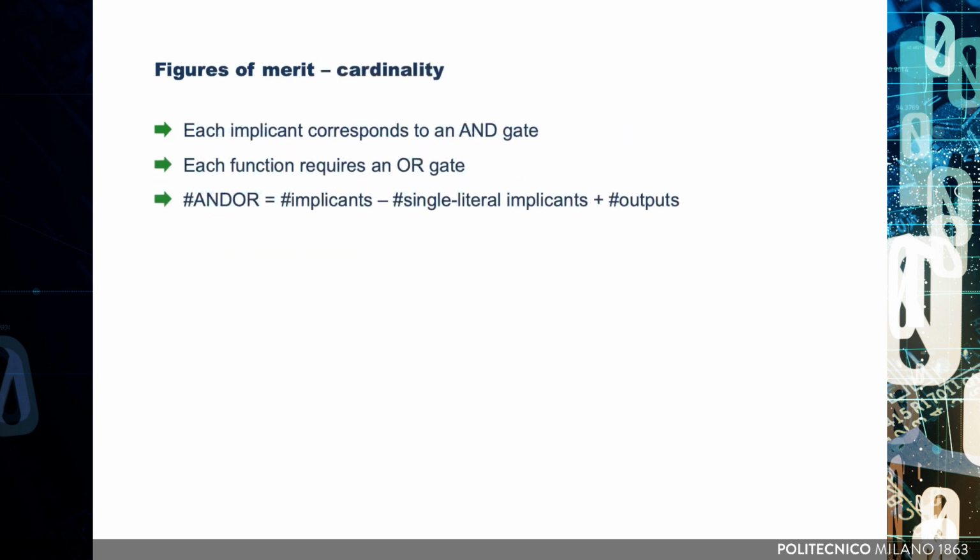As for cardinality, we know that each implicant corresponds to an AND gate, and each function corresponds to an OR gate. Therefore, the total number of gates with a generic number of inputs in the circuit is equal to the number of selected implicants, excluding those composed of a single literal, plus the number of outputs.